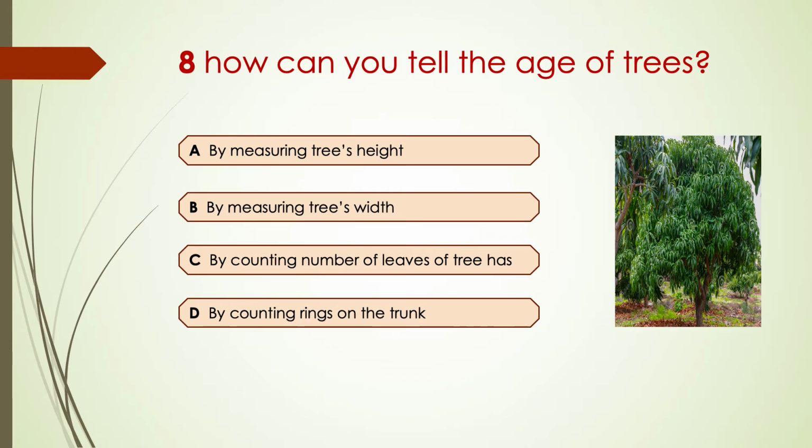How can you tell the age of trees? Option A, by measuring the tree's height. Option B, by measuring the tree's width. Option C, by counting the number of leaves the tree has. Option D, by counting rings on the trunk. The answer is option D, by counting rings on the trunk. Each ring counts for 1 year of the tree's life.